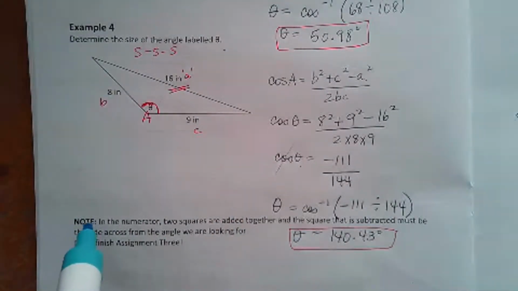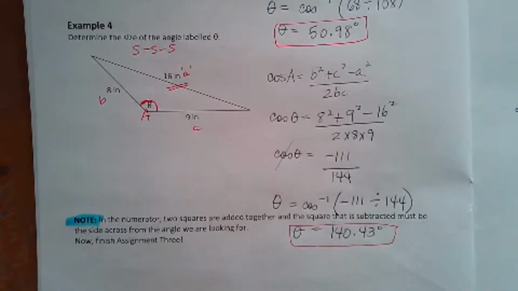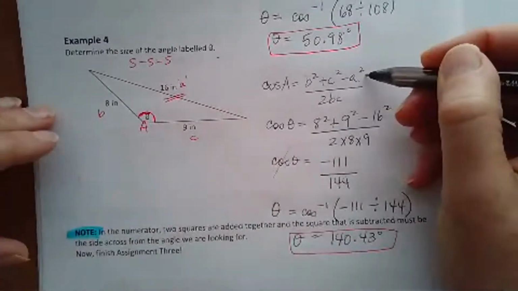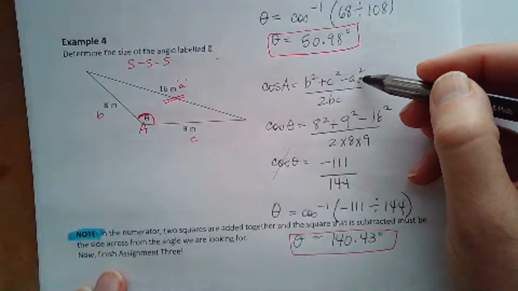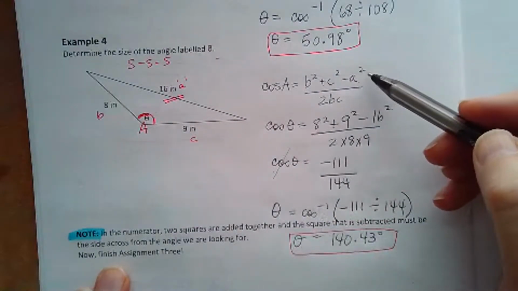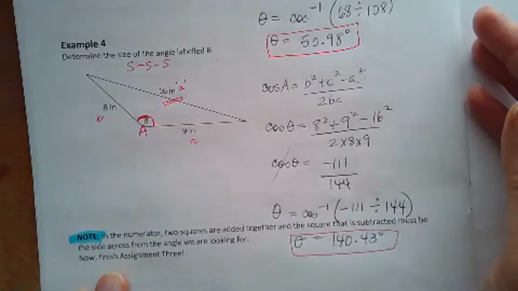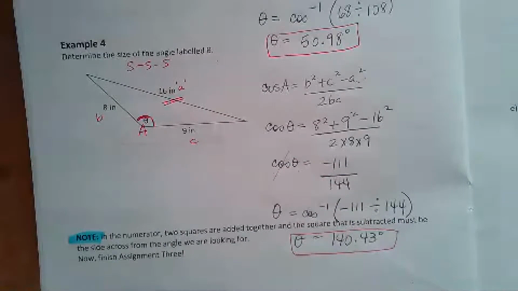And this little note here is just reminding you that in the numerator, the top part of the fraction, 2 squares are added and the third square is subtracted. The third square, the one that's subtracted, must be the side across from angle A. So you have to make sure the third one is A, right? And I can identify A because it's directly across from the theta.